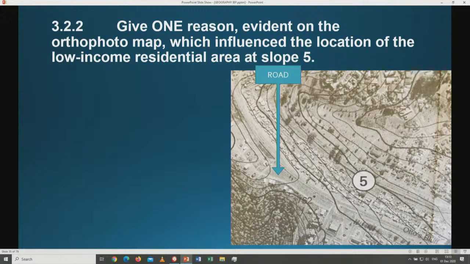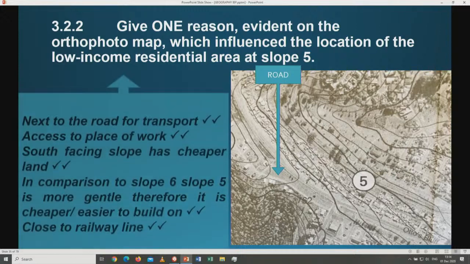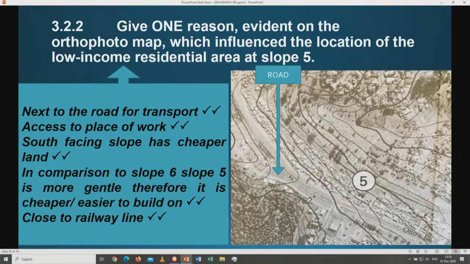And also, you will see that the low-income residential areas will also be located mostly next to the railway lines. So which is the factor that influenced the location of this one particularly? It's next to the road for transportation, access to places of work, and another thing, it is a south-facing slope. So, it has cheaper land.